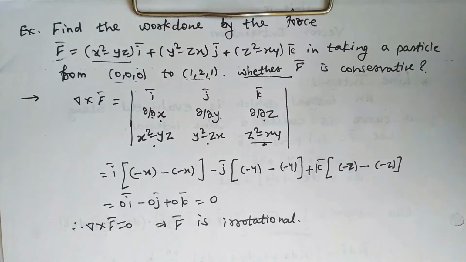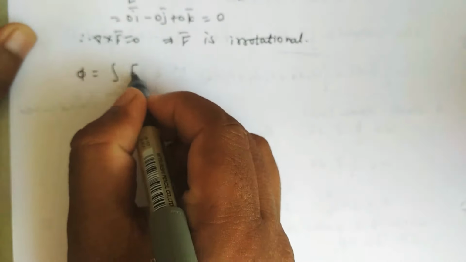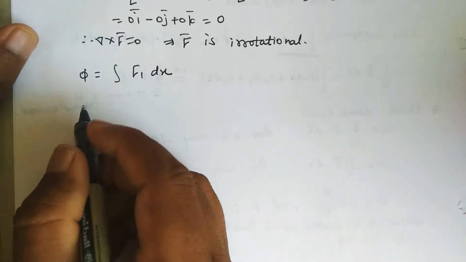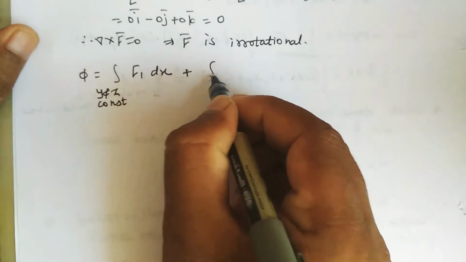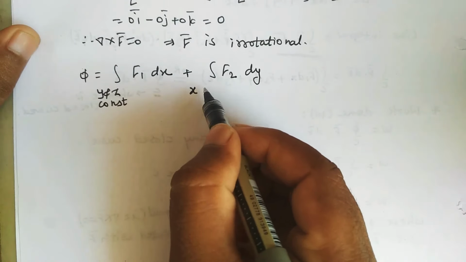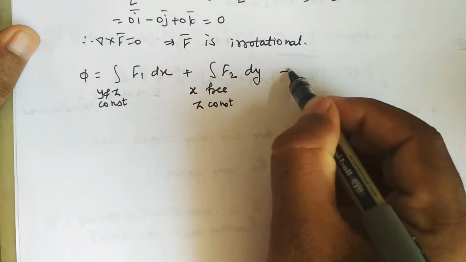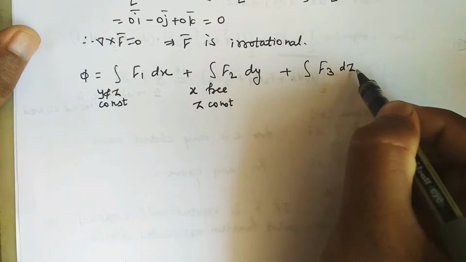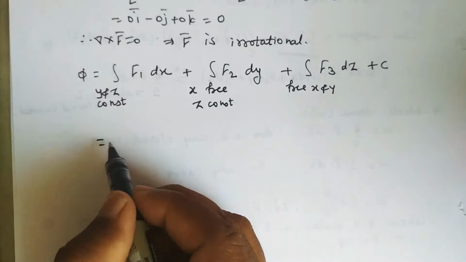Now f bar is irrotational, that means we can find a scalar function phi. So we try to find the value of phi. Phi is equal to integration of f1 dx, while taking integration of f1, y and z are constant, plus integration of f2 dy, while taking integration of f2, x must be free and z is constant. And while taking integration of f3 with respect to z, which are the free variables? x and y, plus some integrating constant c.